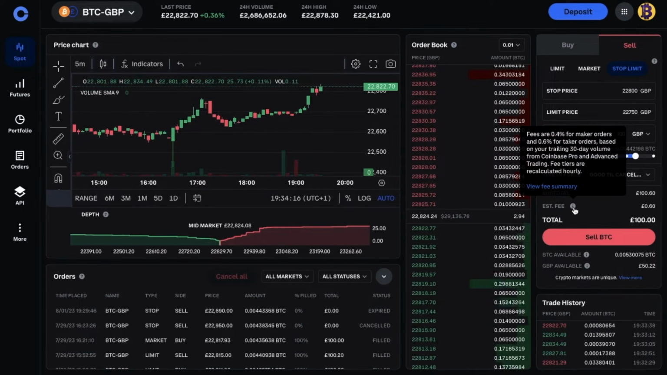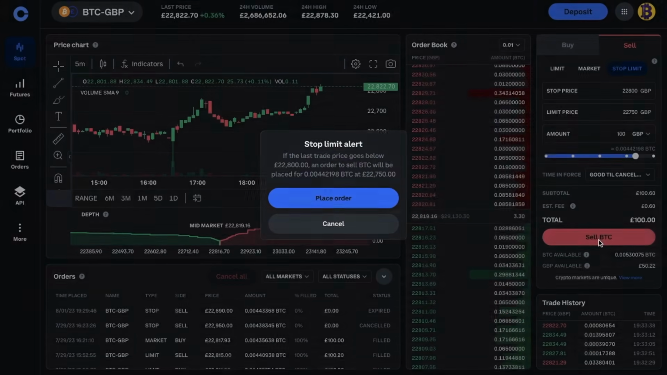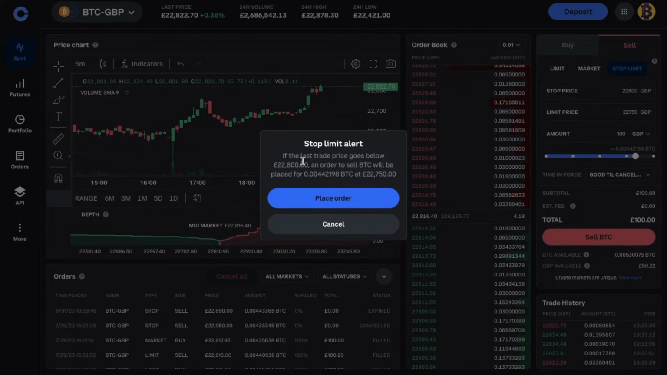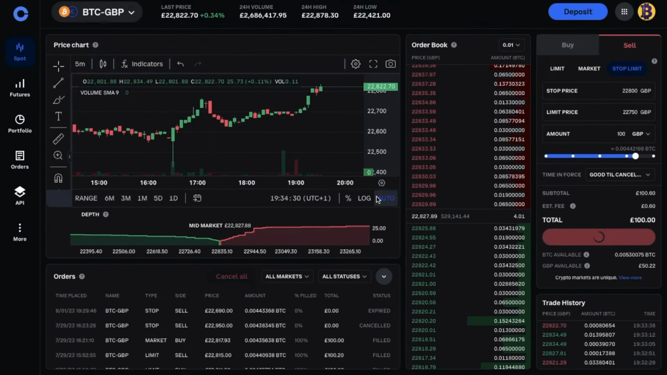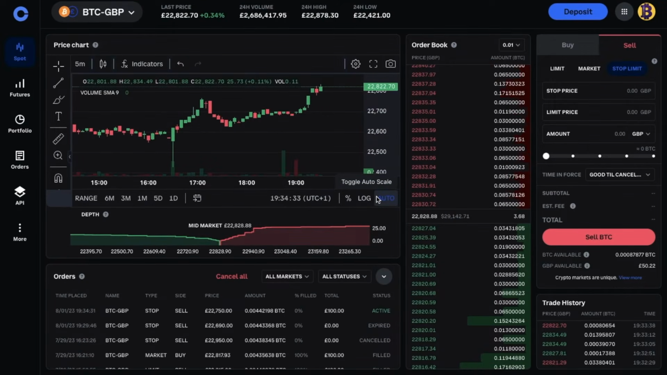When you're happy, you can choose to sell BTC, and you'll receive a message summarising your order. If you're happy to proceed, choose Place Order. Now, unlike a market order, a stop limit order doesn't automatically place and fill. As you'll see under orders here, this stop sell order is currently active. Your stop limit order will only be filled if the stop price is met and the limit order is filled by an order on the order book.